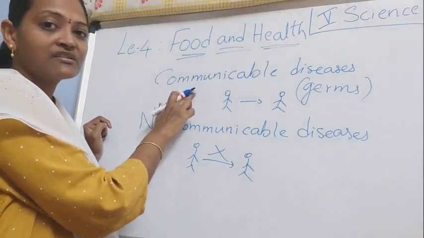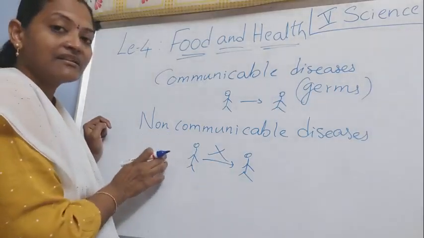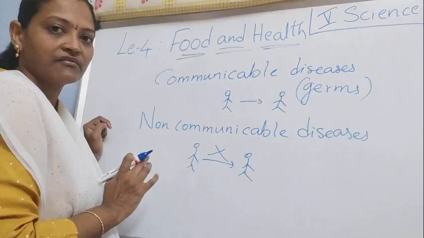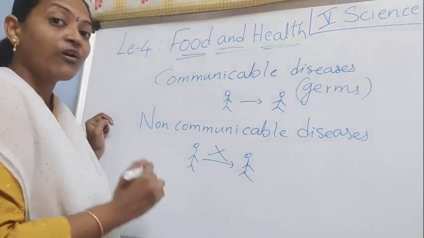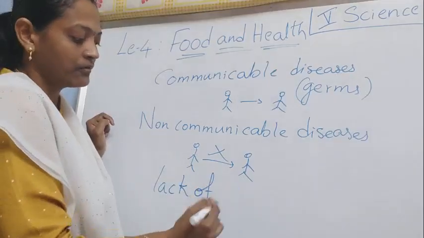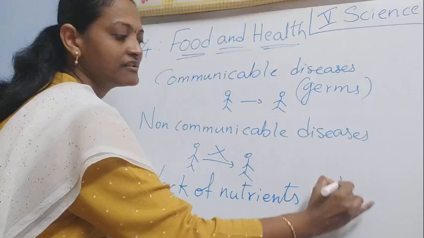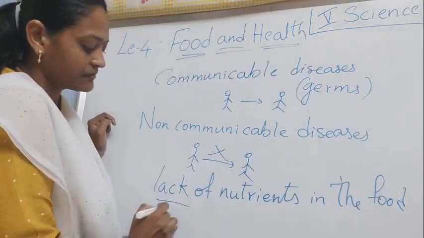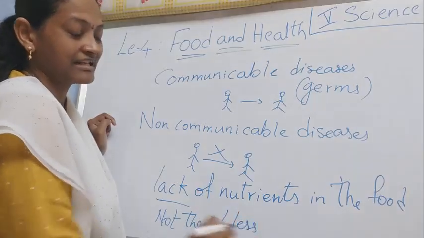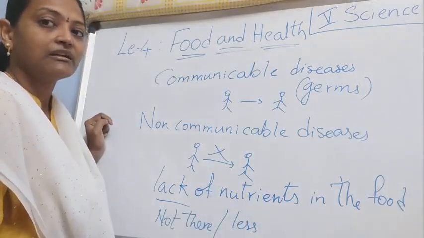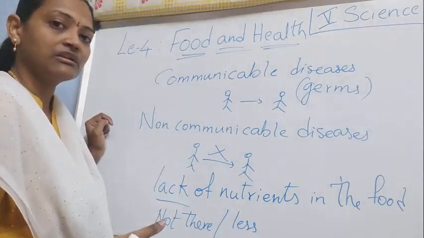We discussed so many types of diseases in the previous class, like malaria, typhoid, cholera, right children? Now today in this class we are mainly seeing non-communicable diseases, right? These types of diseases are mainly caused due to lack of nutrients in the food. What does lack mean? Lack means not there, or a very small amount of nutrients in the food. If that type of food is taken by a person, then he or she gets diseases.